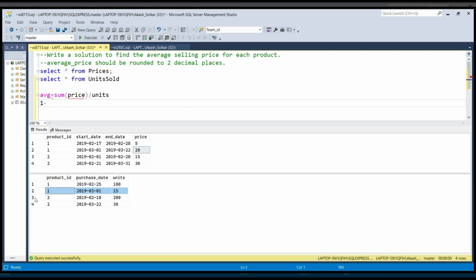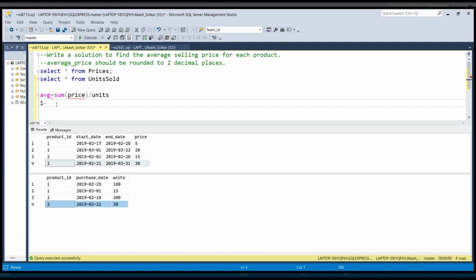Similarly, if you see product ID 2, the purchase date is the 10th of Feb. If you see product ID 2, from the 1st of Feb to the 20th of Feb, the price was 15. So when the purchase date is 10th, when the price was 15 rupees, at that time 200 products sold. When the price was 30 rupees, at that time 30 products sold. Why? Because the purchase date comes between the start date and the end date.